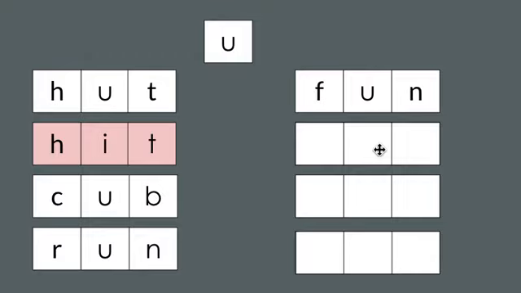Let's do another one. The word is mud. What's the word? Mud. Go ahead and stretch those sounds. Does mud say /u/ like umbrella? Write the letter that represents each sound.